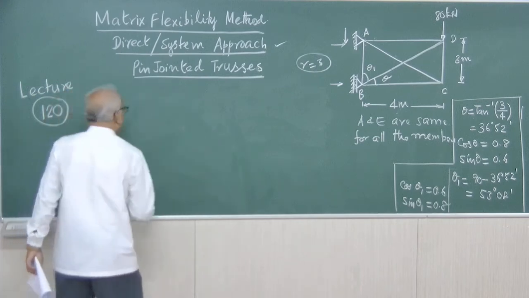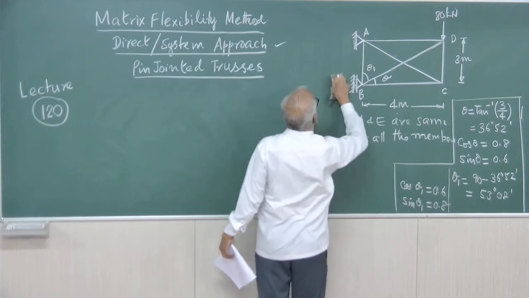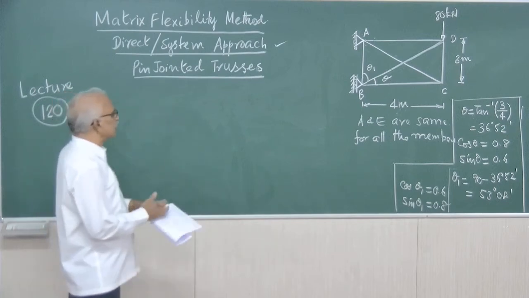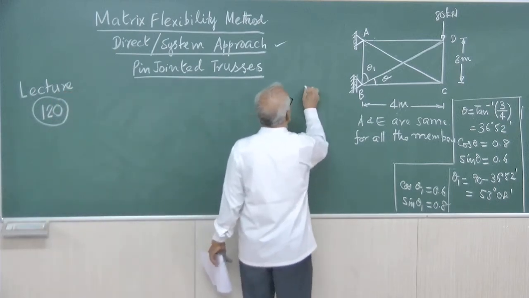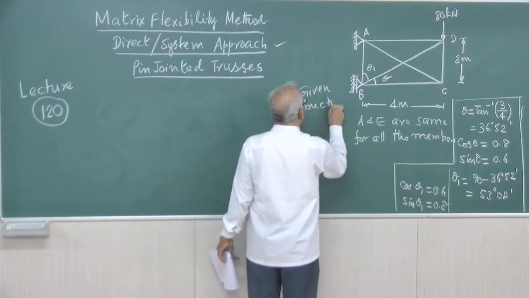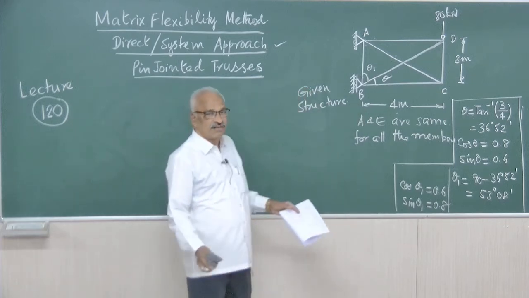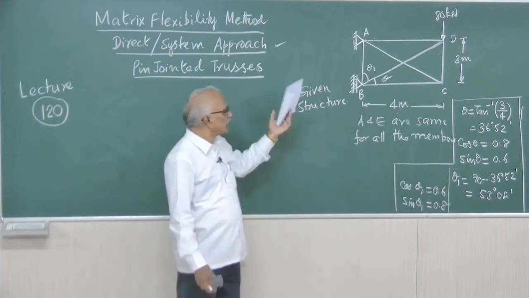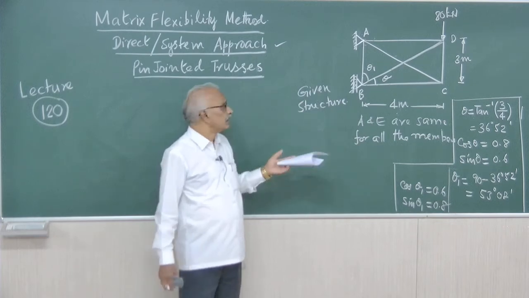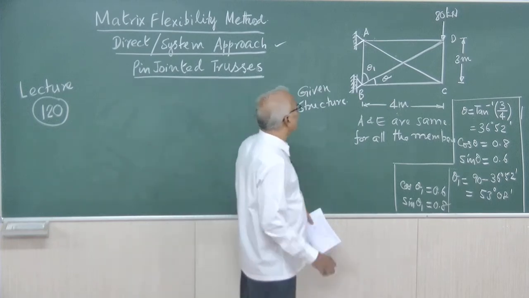First we have to make the structure statically determinate. Now we know it has got one extra member. This is the given structure. Now, for getting the primary structure, we can remove any one member, namely the vertical member AB, the horizontal member AD, diagonal member AC, or any one member, for making the structure statically determinate.